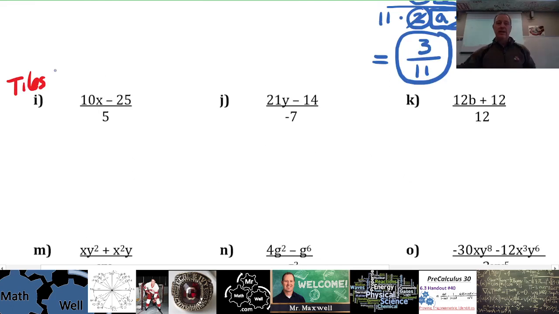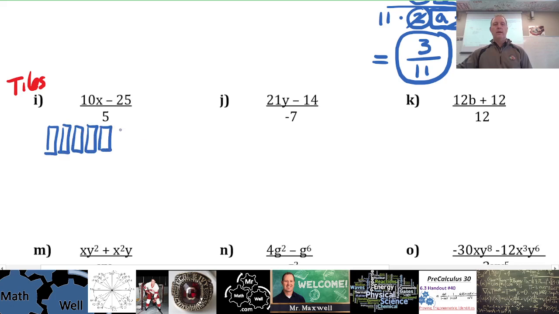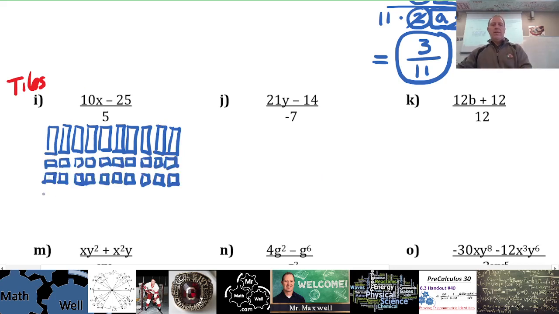So tiles would look like this. Okay, so 10x minus 25. That's going to be a little bit of drawing, all right? But we've got to put 10 x's and minus 25. I need to divide that evenly into 5 groups, okay? So I'm going to put the x's on top. 1, 2, 3, 4, 5, 6, 7, 8, 9, 10. 10 x's. And then you've got to put 25 squares on the bottom. So I'm going to spread my last 5 out like this.